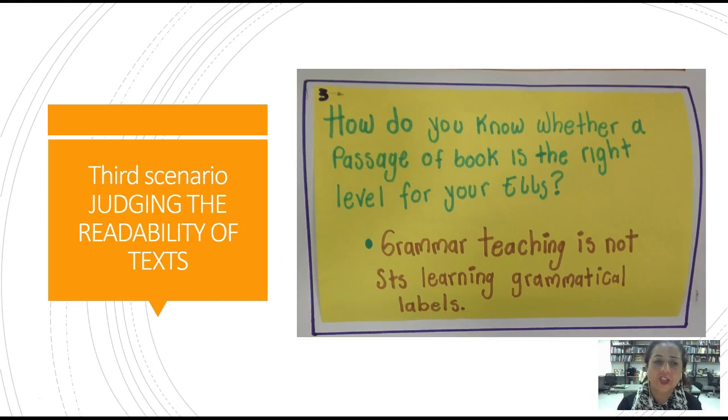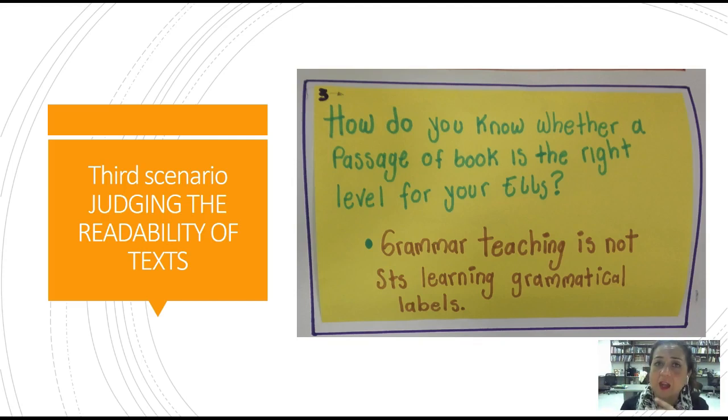The third scenario is judging the readability of texts. How do you know whether a passage or book is the right level for your ELLs? So let's say that you were reading a book, or you are going to assign a book to your students. How do you know that the level of that book is what your students need and what they can handle? Well, by knowing all the grammar that they are supposed to know at certain levels. This is another problem. Sometimes students have difficulties because their teachers are either expecting too much or too little of them.